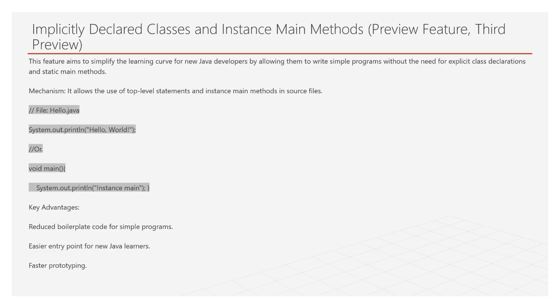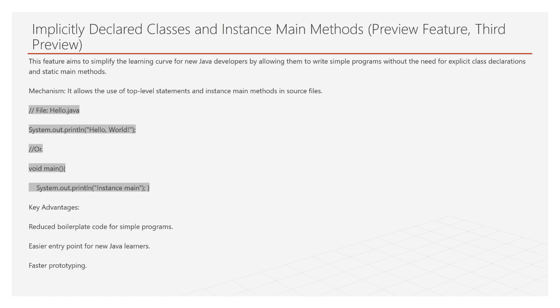Now, implicitly declared classes and instance main methods. This is going to simplify your learning curve if you are a new Java developer, allowing you to write simple programs without needing to explicitly declare a class and a static main method. These are top-level statements and instance methods in the source file. So you can write System.out.println, or you can write void main and then System.out.